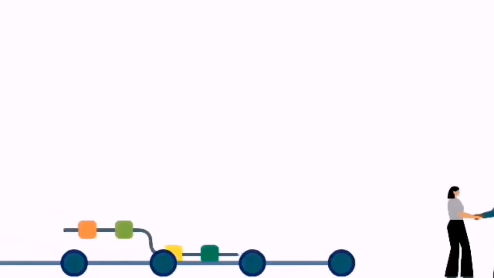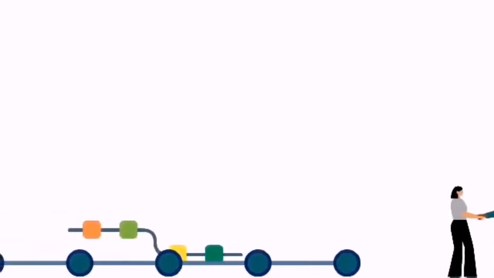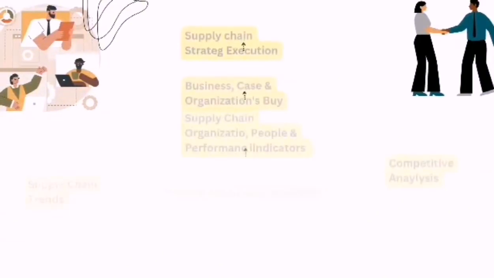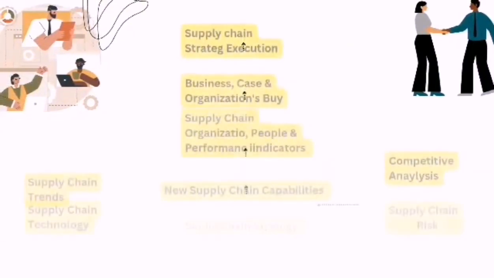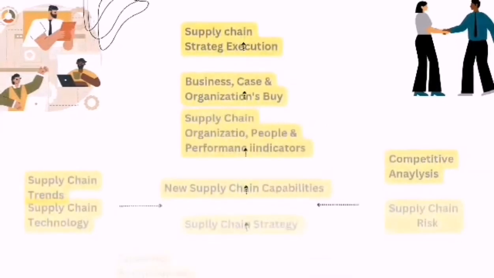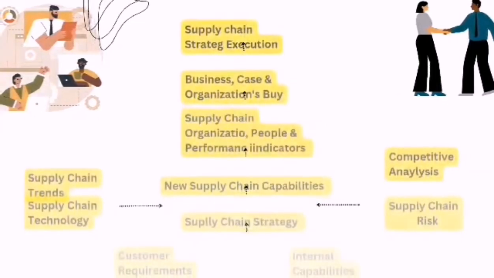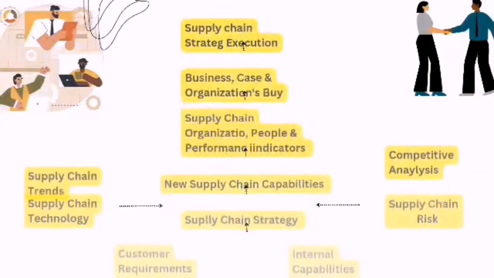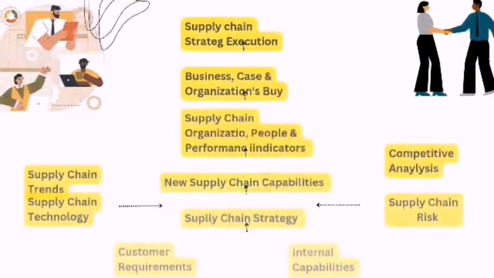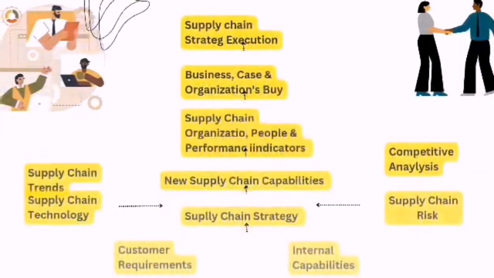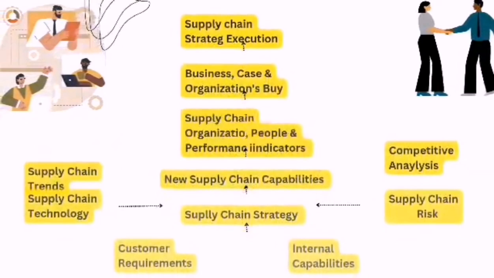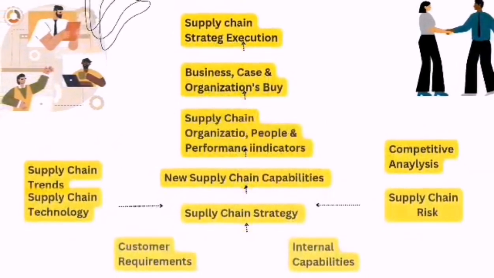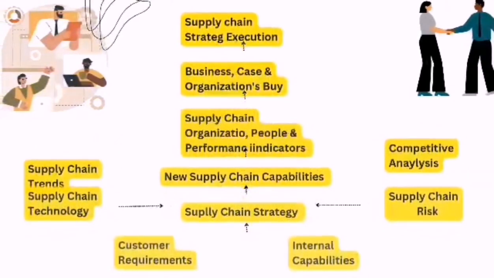Supply chain strategy execution process. Supply chain strategy execution, business case and organization buy-in, supply chain organization, people and performance indicators, new supply chain capabilities, supply chain strategy. Customer requirements, internal capabilities, competitive analysis, supply chain risk, supply chain trends, supply chain technology.